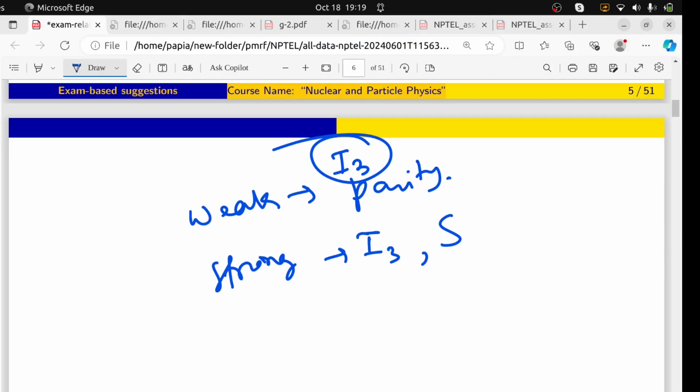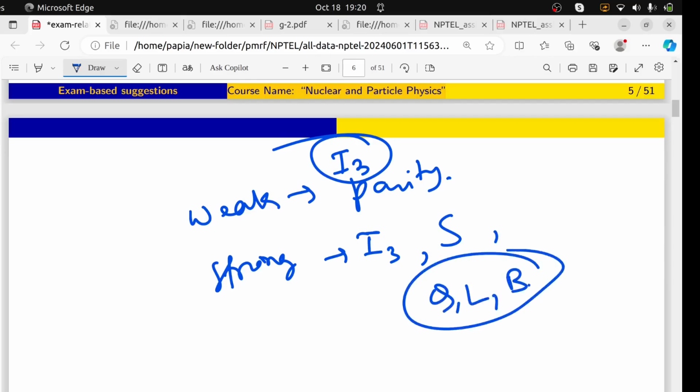I3 is also conserved by strong interaction. So whenever you have some interaction and they are asking whether it is strong interaction or not, you have to check the strangeness, I3 and all this. Other than this, you know that charge, lepton number and baryon number should be conserved everywhere. But for strong interaction, hypercharge and I3 should be conserved in every strong interaction.